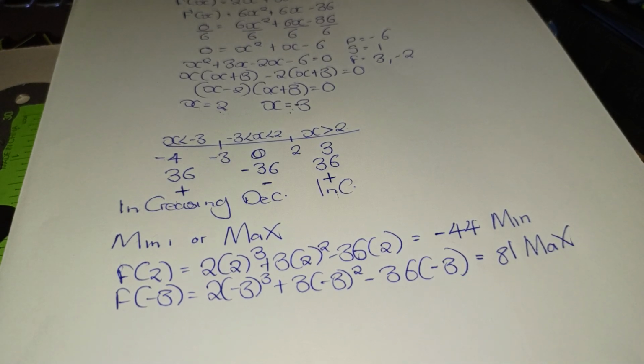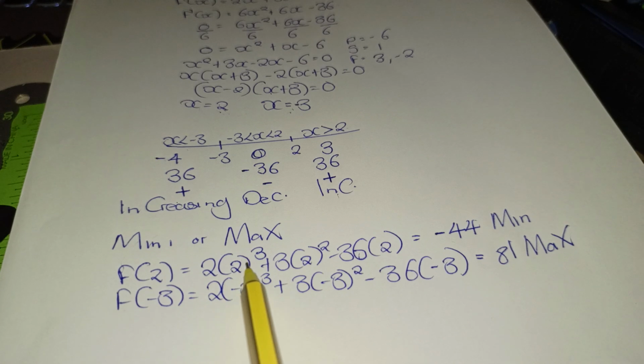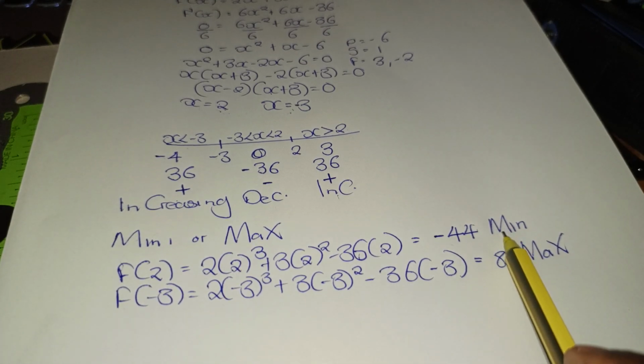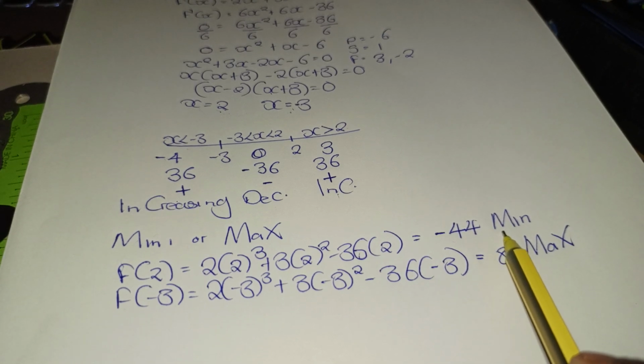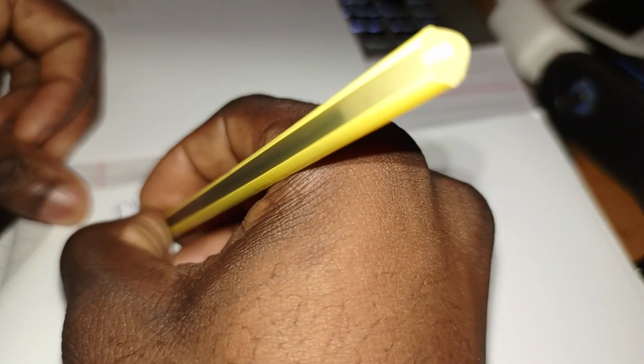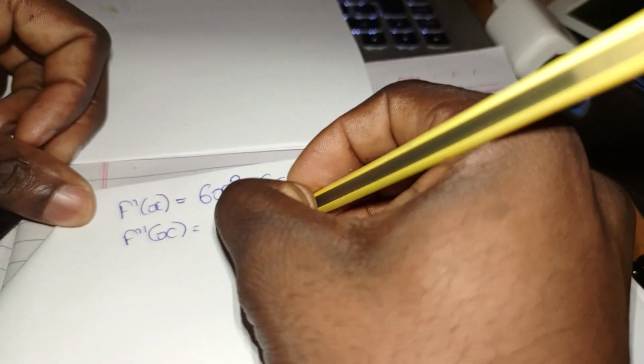Let's now use the second derivative in determining if a function is minimum or maximum. Remember we used 2 to determine whether the function is minimum. This same 2, let it also be called the minimum in the second derivative. Let's see how this function will be. This is our first derivative function, so we'll put f double prime, meaning second derivative. It will be 12x plus 6.